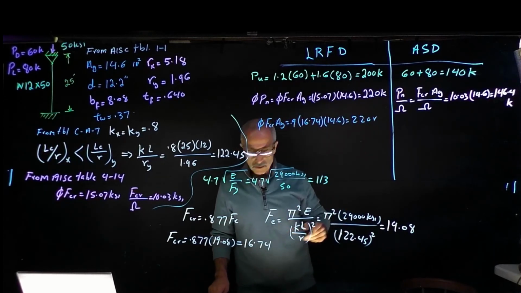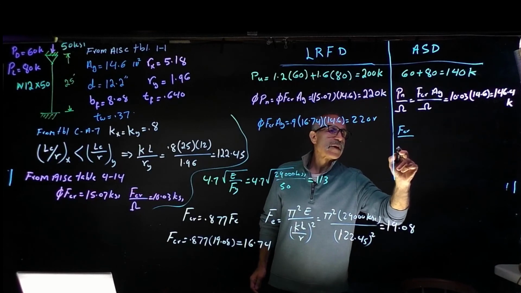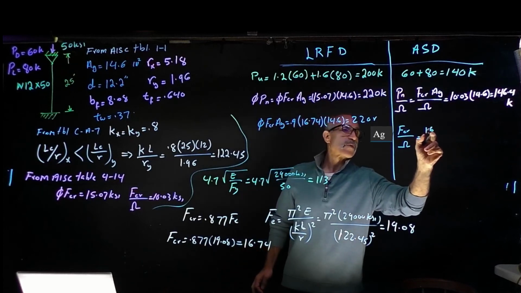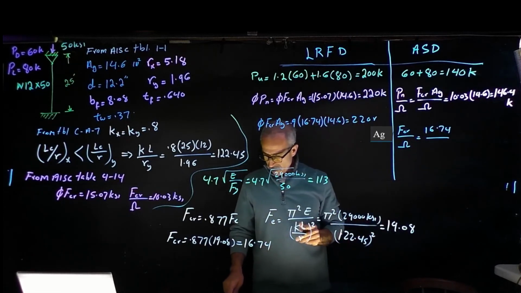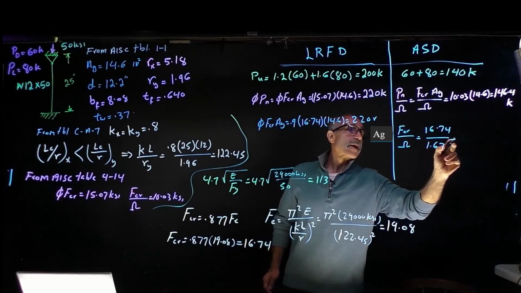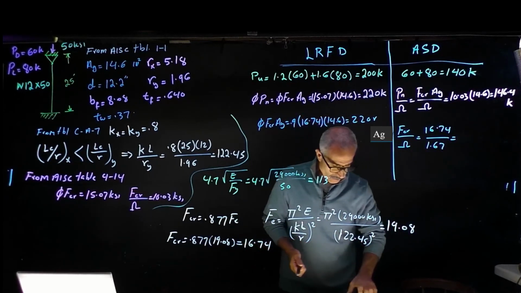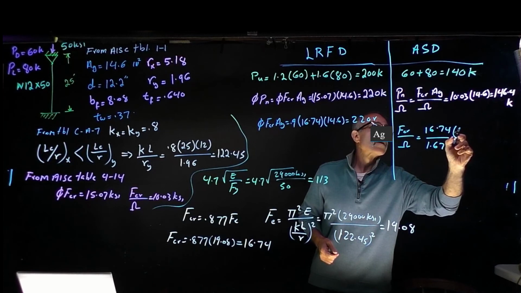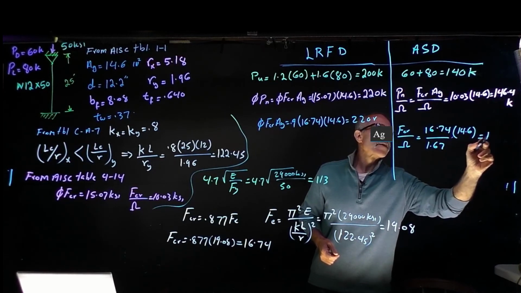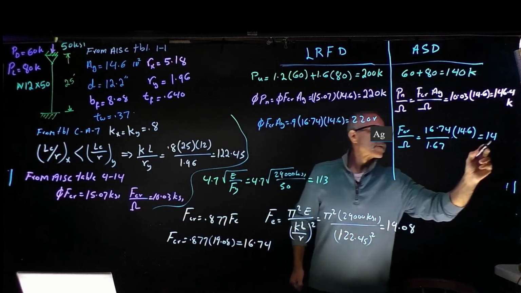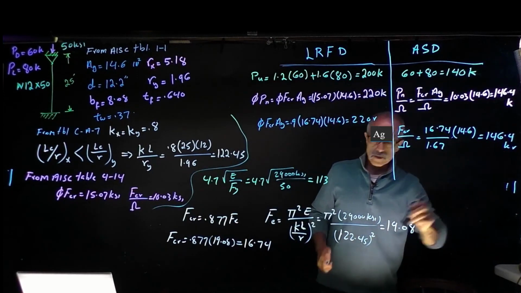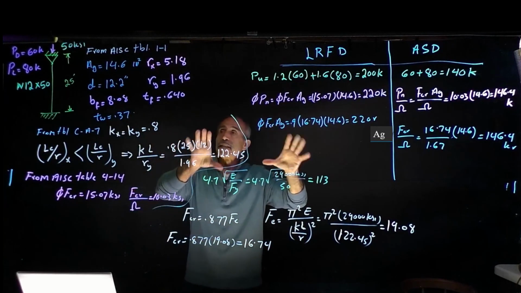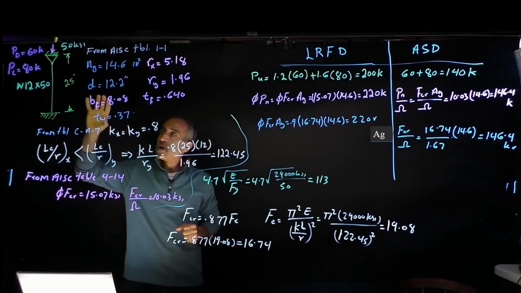And if I go ahead and do the same thing, FCR divided by omega, and that will give me 16.74 divided by omega, which was 1.67, and that will give me... forgot to multiply by the area, multiply by 14.6, and that gave me 146.4. Checks out.